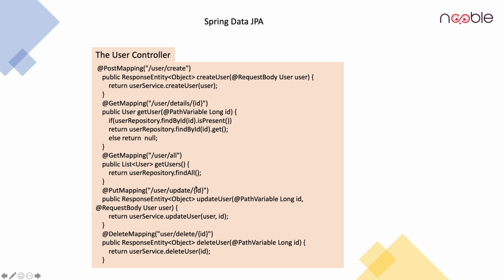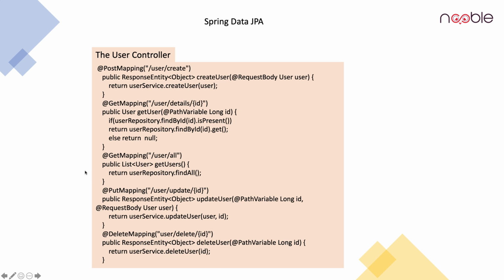We can see we are sending in the ID in the URI, and then we are using the request body to get the body where we are sending, and we'll be using the request body to get the user, and I'm calling the update user method in the service class. And talking of the delete mapping, here all I have to do is send in the ID and call the delete user method, which we have defined in the service class.